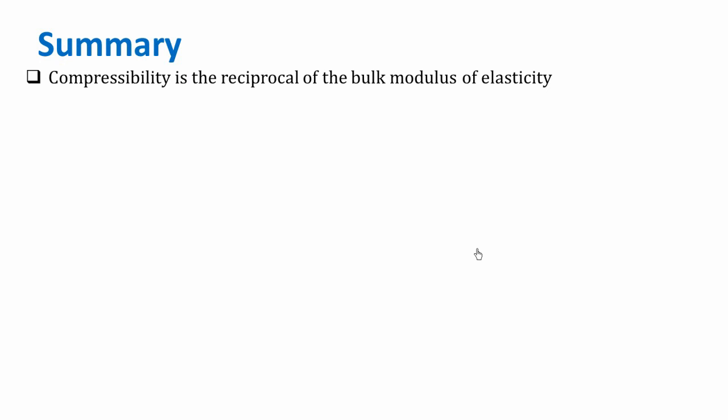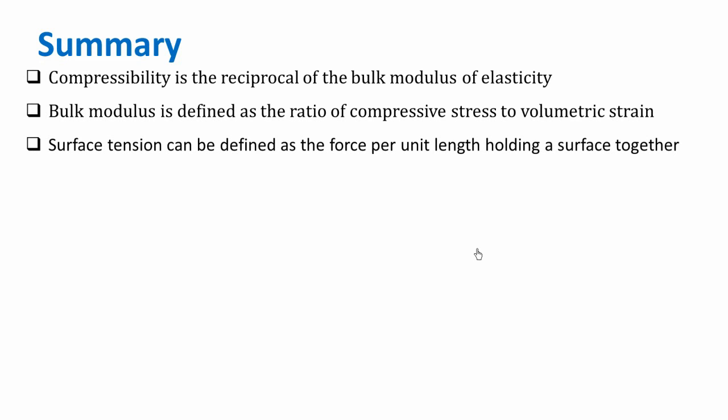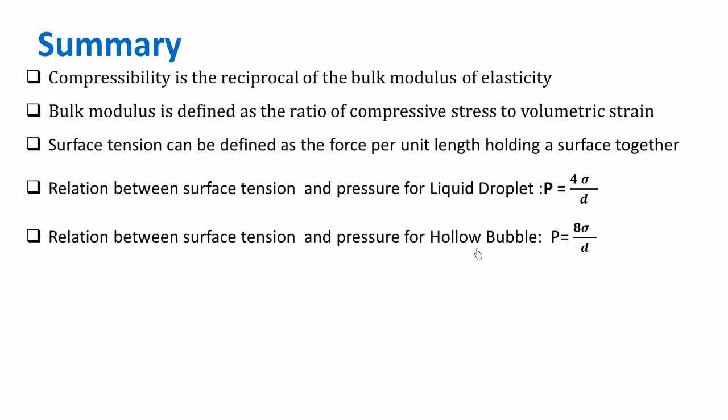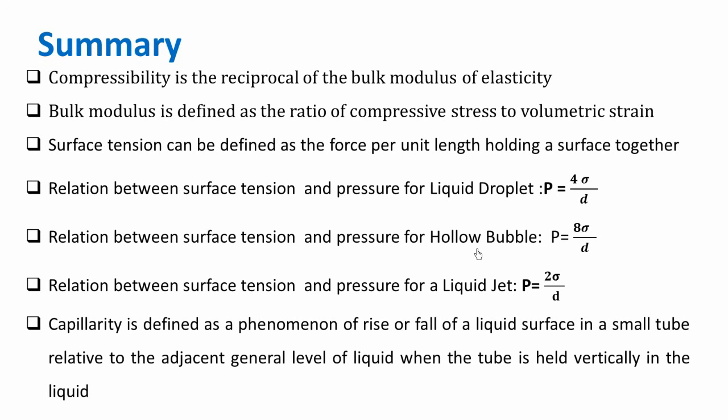In this lecture we saw that compressibility is the reciprocal of the bulk modulus of elasticity. Bulk modulus is the ratio of the compressive stress to the volumetric strain. Surface tension can be defined as the force per unit length holding a surface together. The relation between surface tension and pressure is P = 4 sigma / D for a liquid droplet, P = 8 sigma / D for a hollow bubble, and P = 2 sigma / D for a liquid jet. And capillarity is the phenomenon of rise or fall of the liquid surface in a small tube relative to the adjacent general level of the liquid.